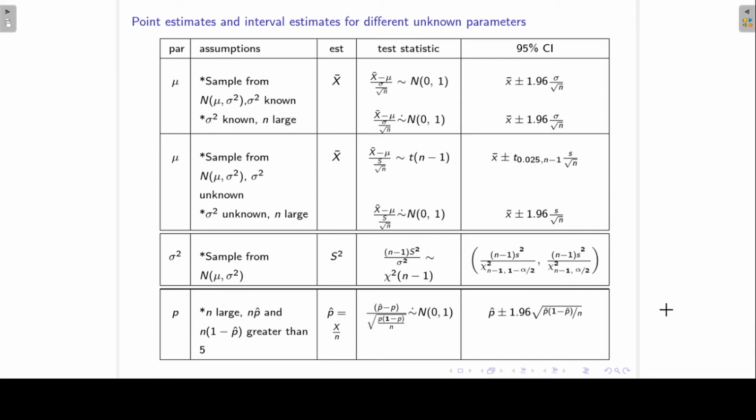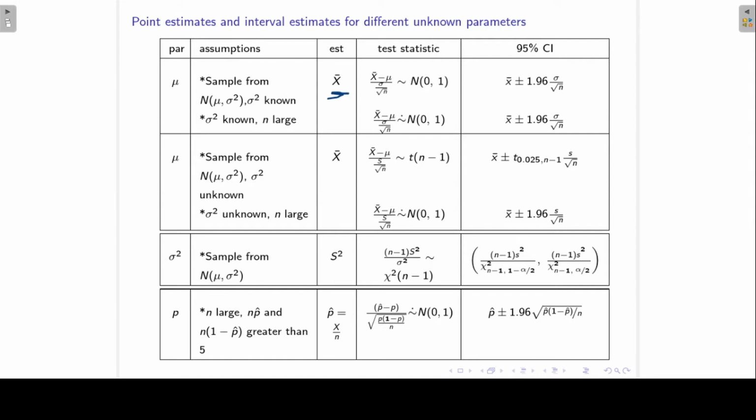Okay, in this lecture we are going to look at a summary for point estimates and interval estimates for the different unknown population parameters. So first of all, we estimated three population parameters: the population mean mu, the population variance sigma squared, and the population proportion p. So let's first look at the population parameter mu.